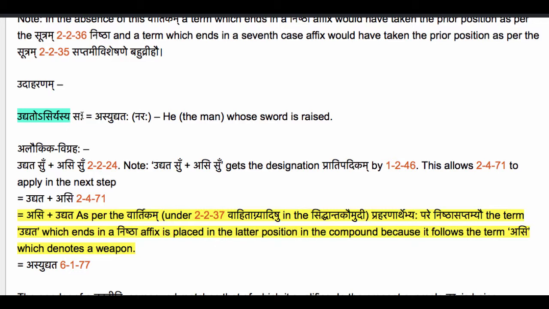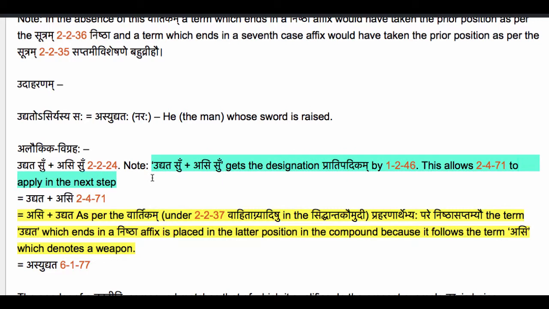Example here is Udyataha asihi yasya saha, equals asyudyataha, qualifying naraha, meaning he, the man whose sword is raised. The alaukika vigraha is udyata su plus asi su, prathama ekavachanam, compounding authorized by the sutram 2-2-24 anekamanyapadarthe. We have two terms here, udyata su and asi su, entering into a compound, and the compound as a whole is qualifying naraha, who is not denoted in the compound. Hence the compound is anyapada pradhanaha, and therefore the conditions for applying 2-2-24 are satisfied.